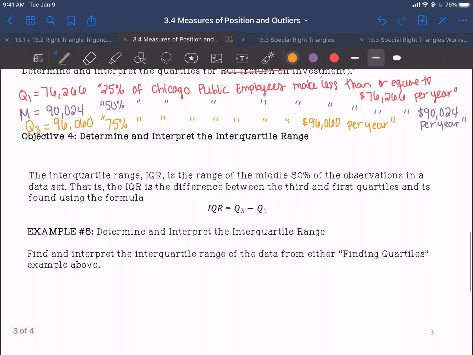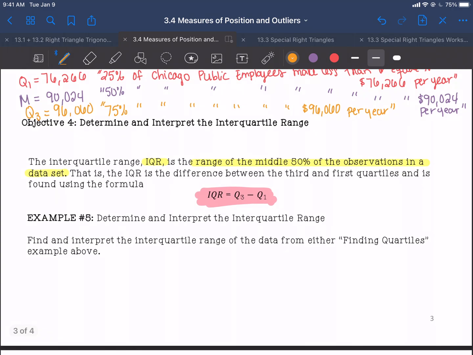All right, next here we have determining and interpreting the interquartile range. So remember, the range of a data set is the max minus the min. Well, the interquartile range, which we refer to as IQR, is the range of the middle 50% of the observations in a data set. So the formula to find that is you take the third quartile minus the first quartile.